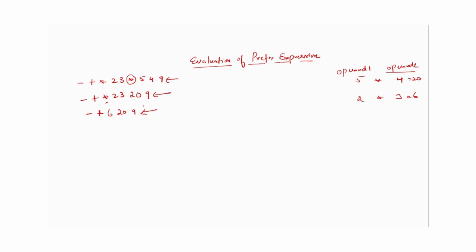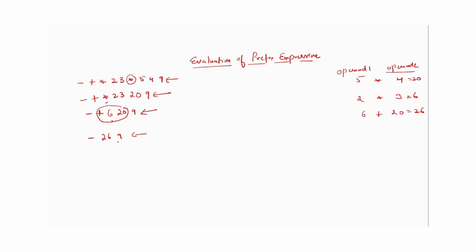Again I will scan from right to left. So 9 20 6 plus, I will stop here. Now 6 would be my operand 1 and 20 would be my operand 2, and I will place plus here, that's nothing but 26. So this is evaluated. So I'll write here minus 26 9.